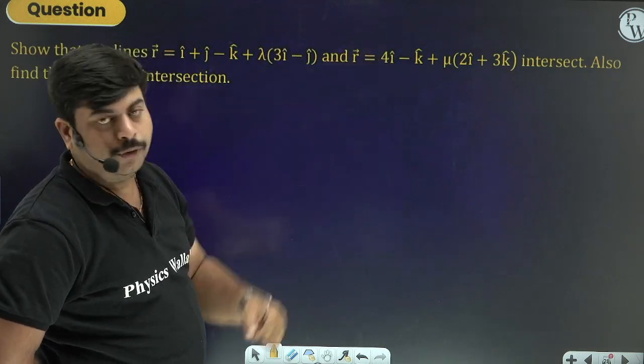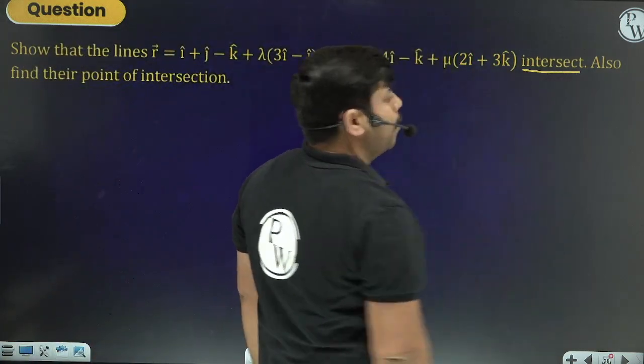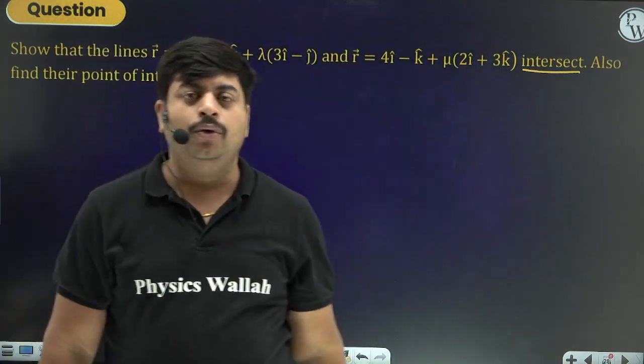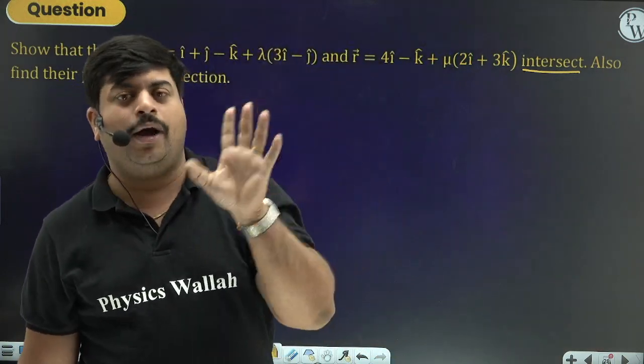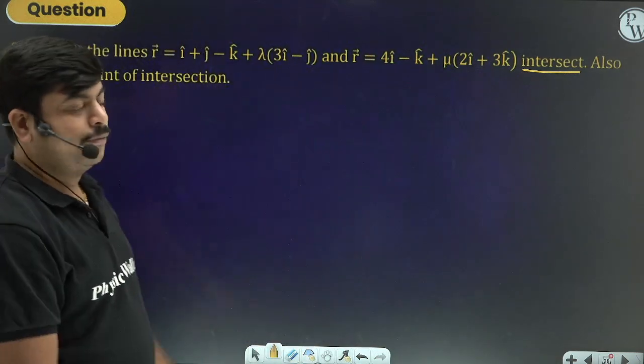Like that for different values of mu. But when they're intersecting, for some value of lambda and mu, these two will give you the same point, the same x1, y1, z1. So we'll take the help of that.